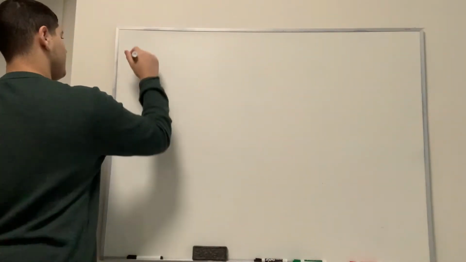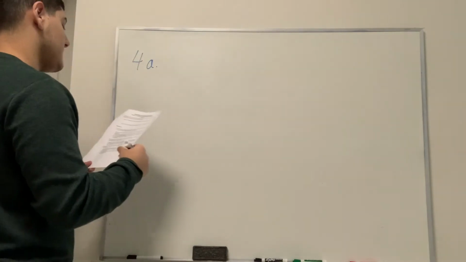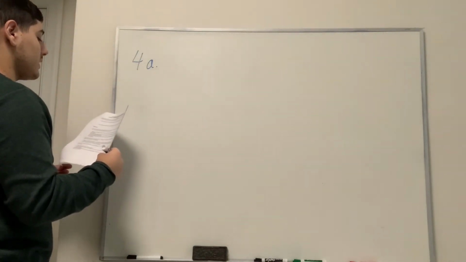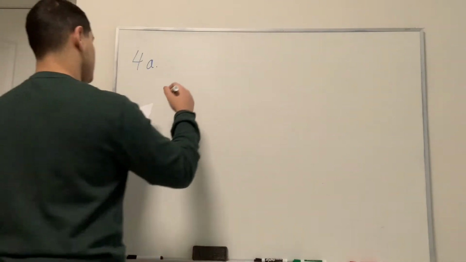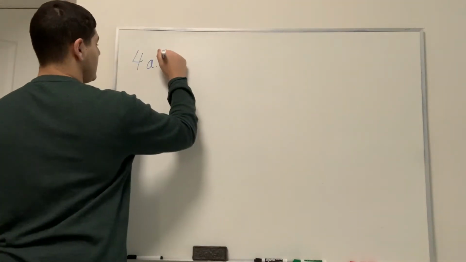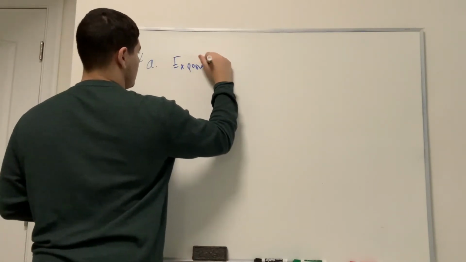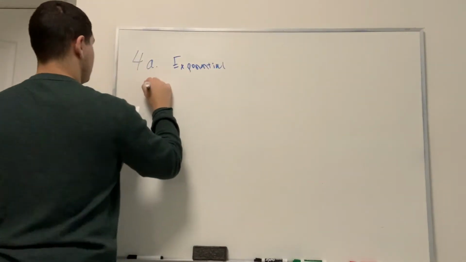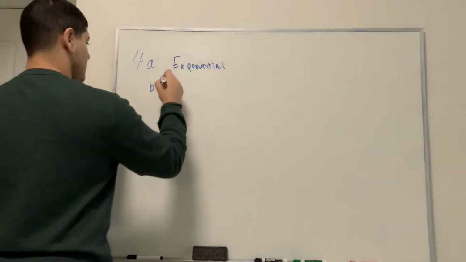A population of insects is known to triple in size every month. At the beginning of the scientific research, there were 200 insects. What type of function models the population of insects after t years? Exponential. B, write a function that models the population growth of the insects after t years.